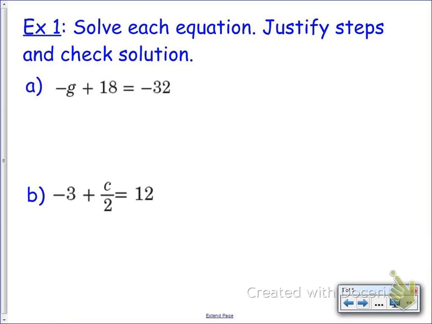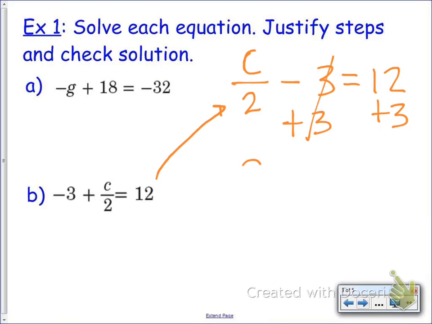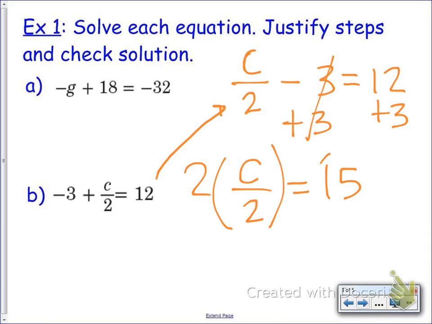Okay, sorry about that. So on this next example, you may want to rewrite this as c over 2 minus 3, which is the same as negative 3 plus c over 2. Anyway, and then add 3 to both sides to get that negative 3 out of there. And then we'll simplify, and we get c over 2 equals 15. Multiply both sides by 2, and you get c equals 30.